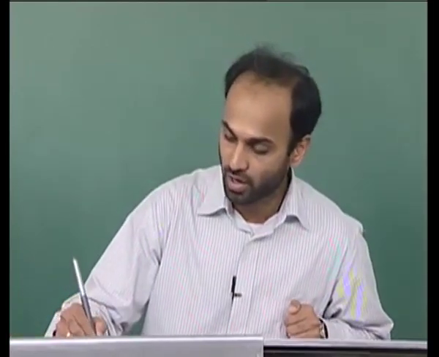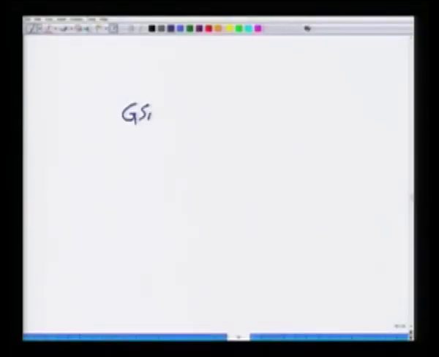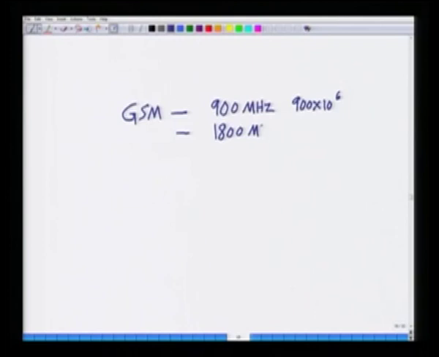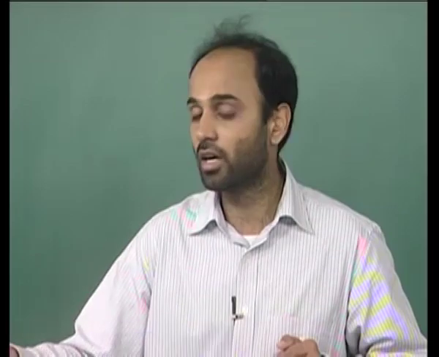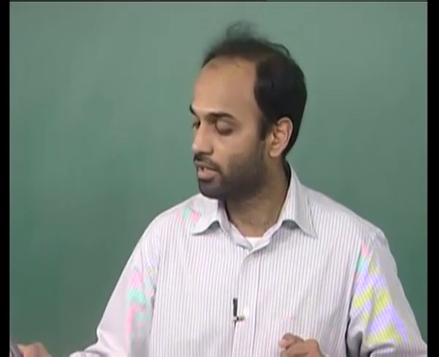For instance, let me give you an idea. For current GSM systems, the allotted carrier frequency is either 900 megahertz, where each megahertz is 10 to the power of 6 hertz, so this is 900 into 10 to the power of 6 hertz, or there is also another carrier frequency, the 1800 megahertz carrier frequency, which can also be represented as 1.8 gigahertz, where 1 gigahertz is 10 to the power of 9 hertz.